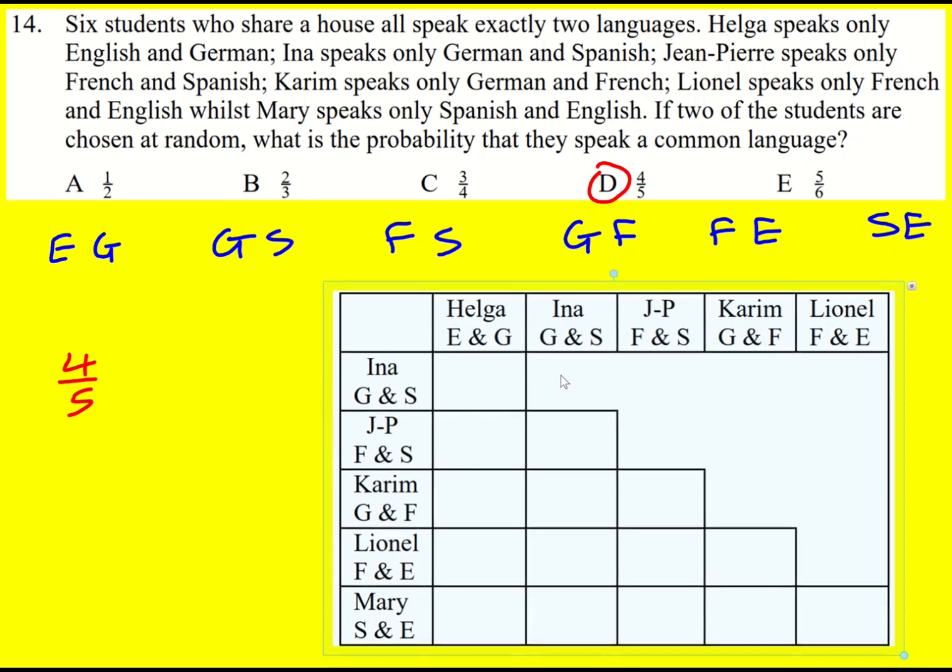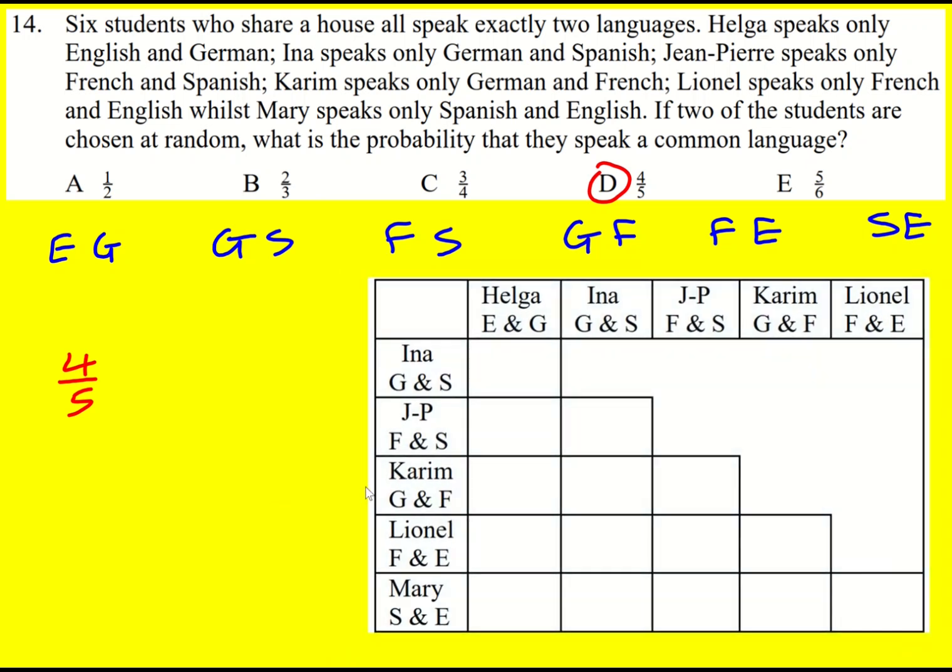Another way you can do this question would be to make a little two-way table. Now you don't need to consider this area here, because we're just looking at the different pairings and we would be double counting, and some of them you'd be counting with themselves, so you can ignore that. So if we go with Ina and Helga, then they share a common language. Maybe we'll just focus on going down the column actually.